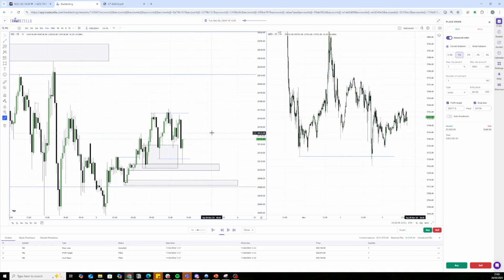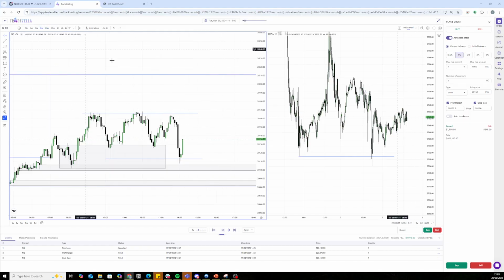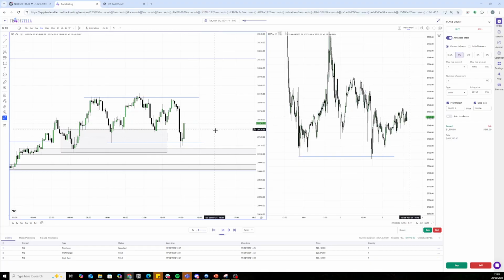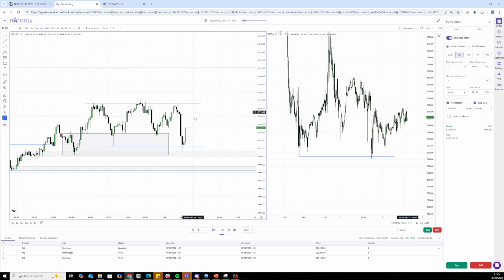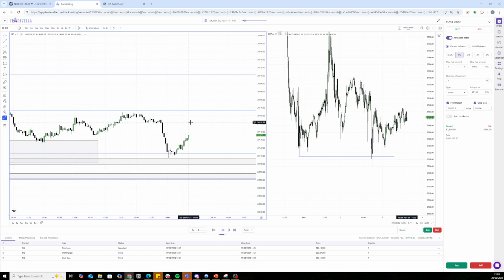Okay, that low gets taken. So, I mean, this looks good to go, to be fair. Looking on the 5 minute, it looks pretty aggressively bullish. I don't think we'd get an entry here though.